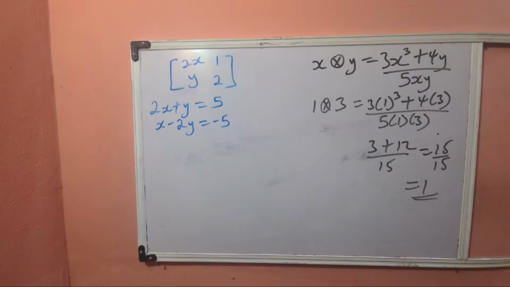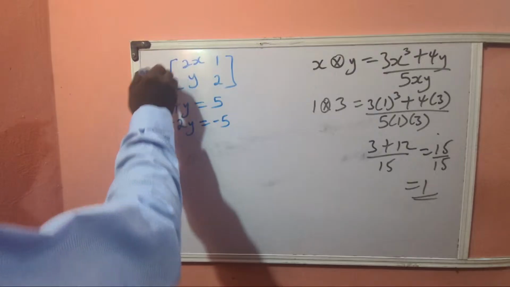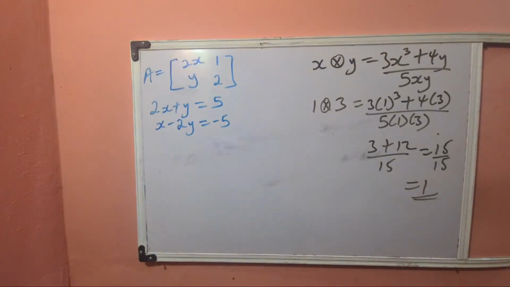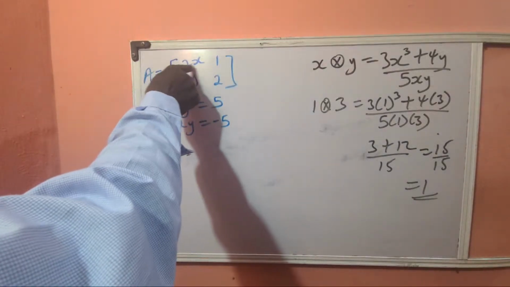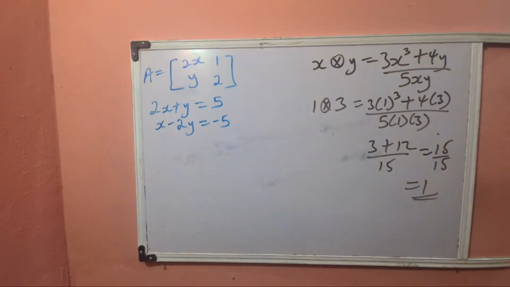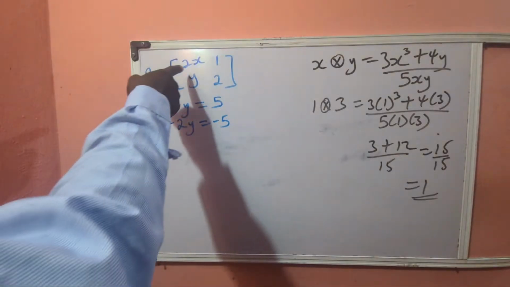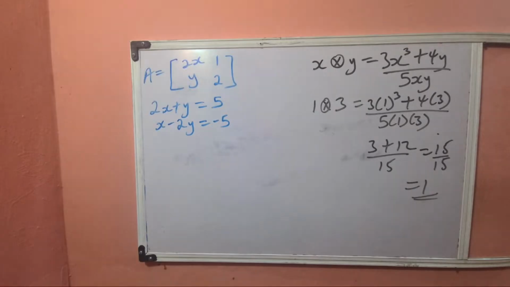So you are told to find the determinant of this matrix, given that 2x plus y equals 5 and x minus 2y equals minus 5. How do you solve this? Let's call it matrix A. Look at the matrix. You have 2x, you have y, you have 1, you have 2. Of course, I'm sure everybody here can solve the determinant of a 2 by 2 matrix if you had figures that you could relate with. But say you don't have figures you can relate with, what do you do in this particular kind of question?